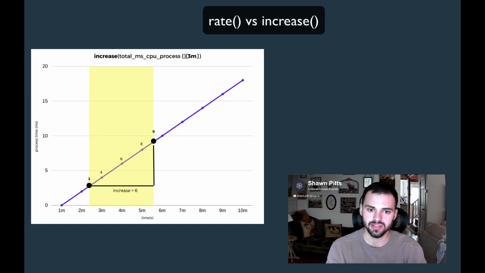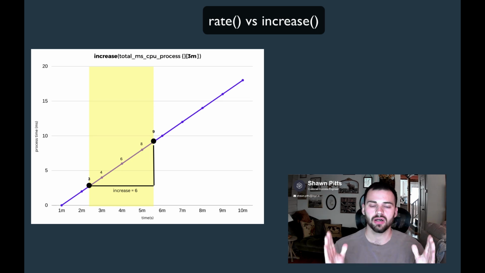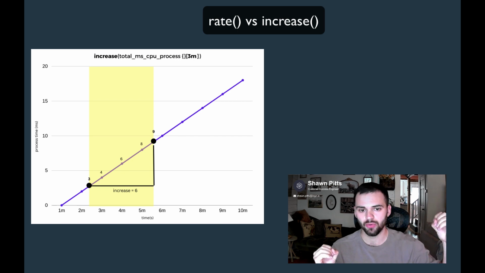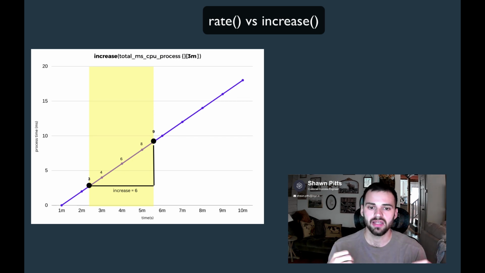So what increase does is it actually makes an inference of where that data point is based on the boundary of our range vector or our window. So now it's saying, okay, we're looking at 2.5 minutes to 5.5 minutes. At 2.5 minutes, where's the data point? At 5.5 minutes, where's the data point? And it's going to make an inference and then calculate the increase based on that. However, this can result in decimal values or floating points. So it's not necessarily problematic, but it's important to note that this can result in non-integer values.